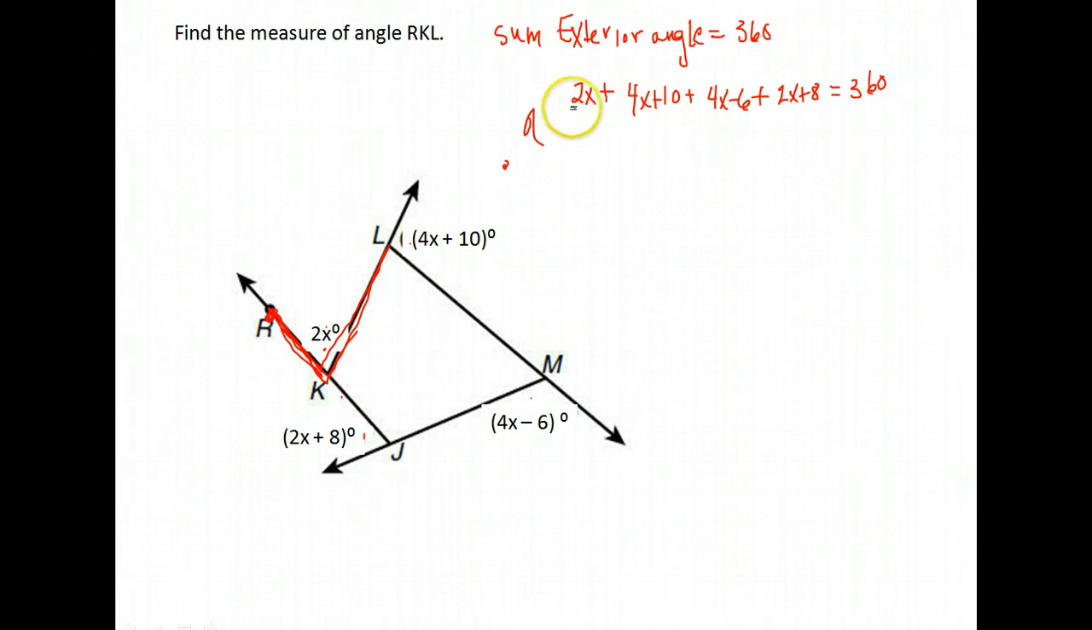Now let's simplify. So let's combine all the x's. I have 2, 4, 4, and 2. Well, 2 plus 4 is 6, plus 4 more is 10, plus 2 more is 12. So I have 12 x's. Let's combine our numbers. So I have 10 minus 6 is 4, plus 8 is 12.